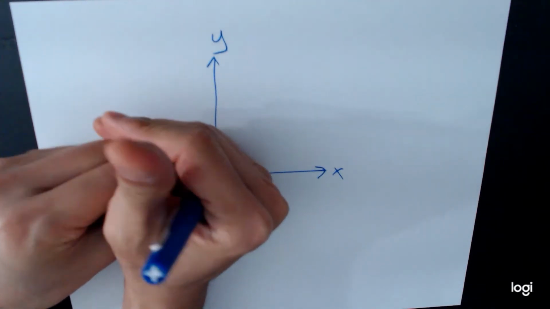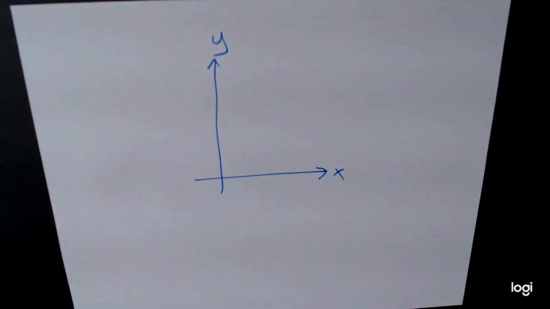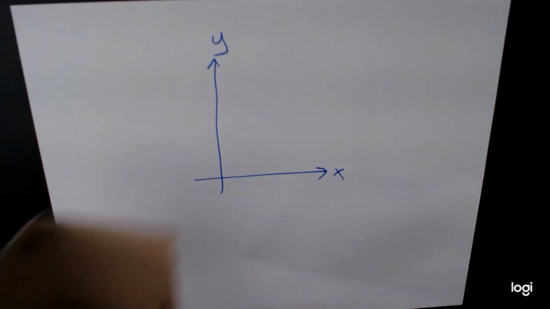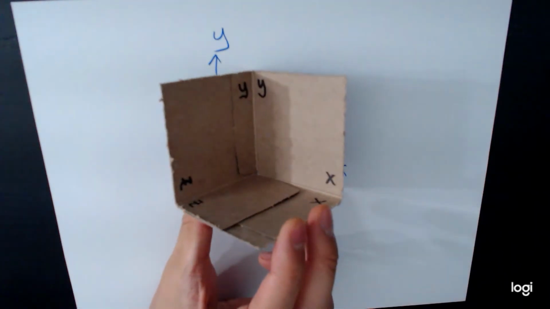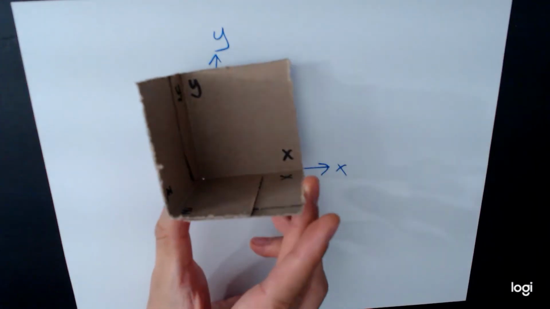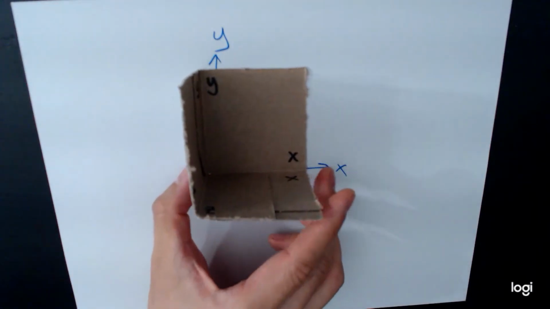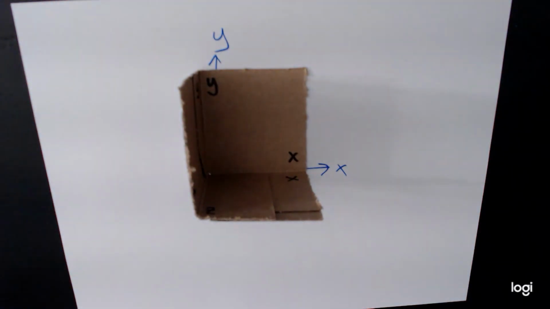Some students find it helpful to cut off the corner of a box and label the edges to get a physical manipulative to help develop the correct intuition. It will take some time and experience to determine which visualization works best for you.